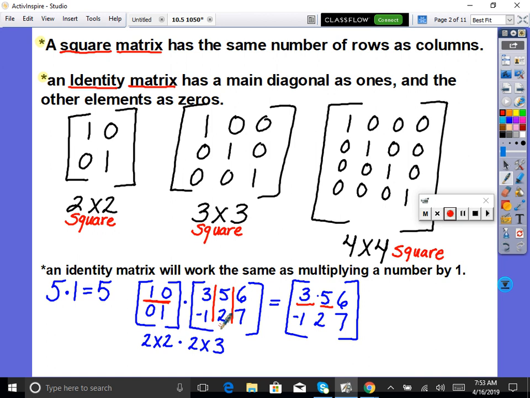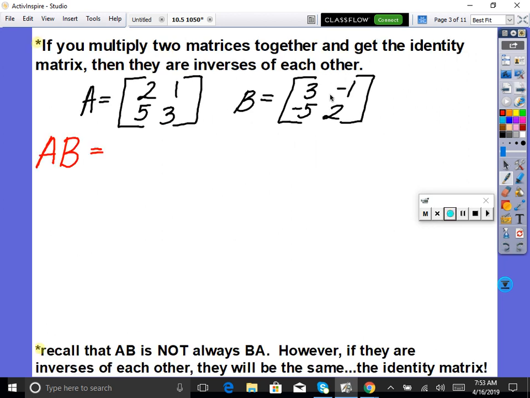So that's why we're just getting the same stuff back over again. Does that make sense? Because of those 1s and 0s in the appropriate spots. So if that's true, if you take an identity matrix and multiply it to a matrix and get out the same matrix, what's going to happen if you take two matrices and multiply them together, and you get the identity matrix, what that would mean is they're inverses of each other.